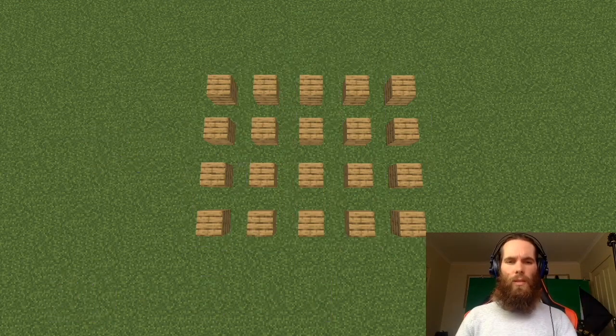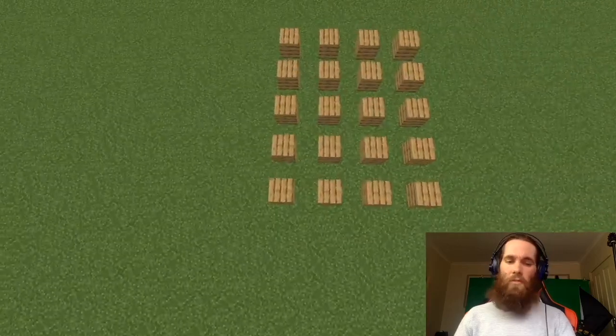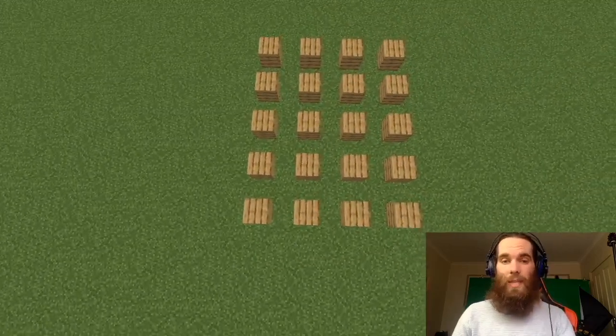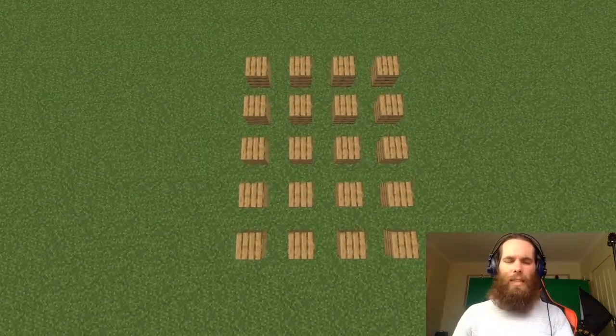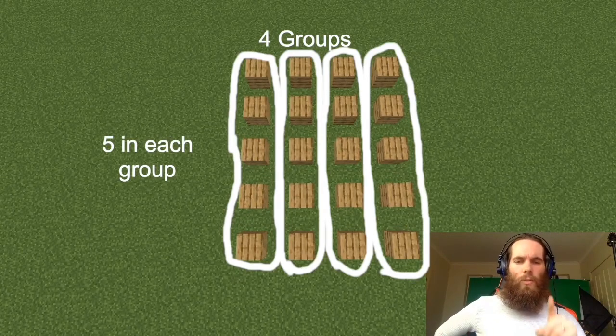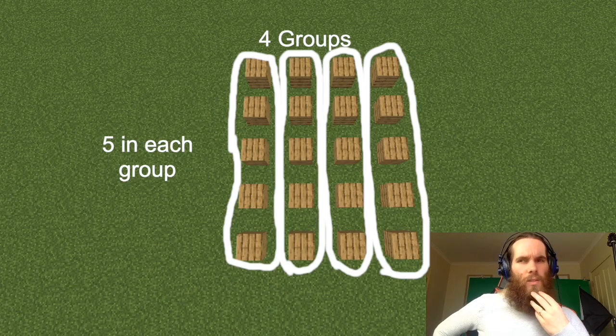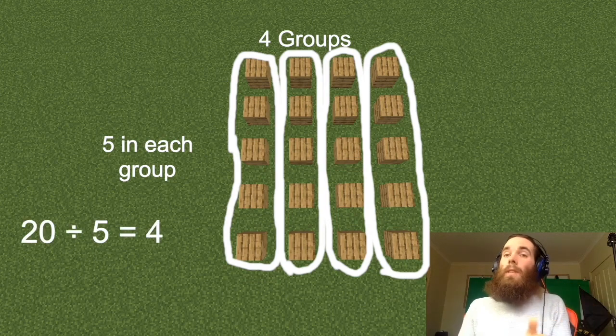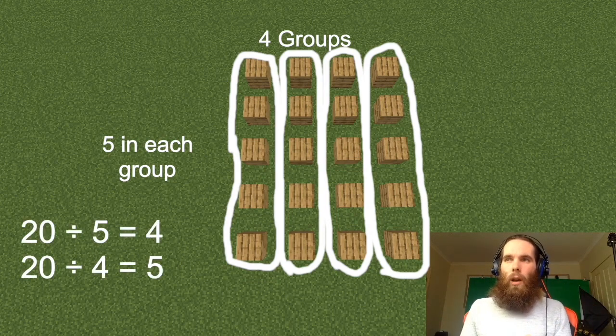And now notice this. Let's say I wanted to make 4 even groups instead. I could flip it like this. And now I've got 1, 2, 3, 4 groups of 1, 2, 3, 4, 5. Interesting. So 20 divided by 5 is 4. 20 divided by 4 is 5. Notice how we can switch the number that we're dividing with by our solution. That's something that we can do in division.